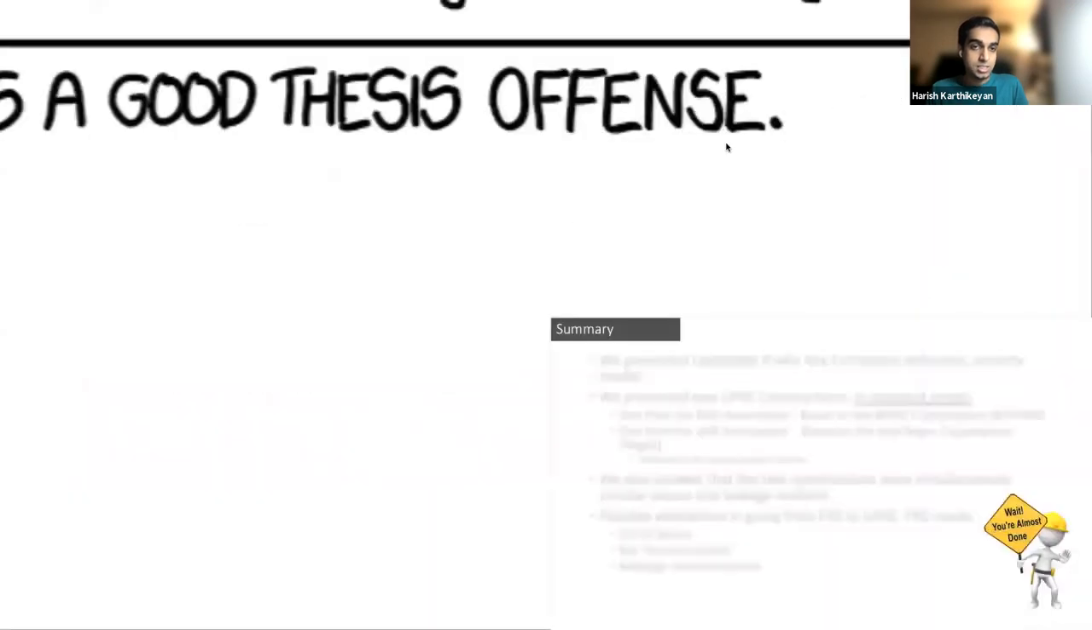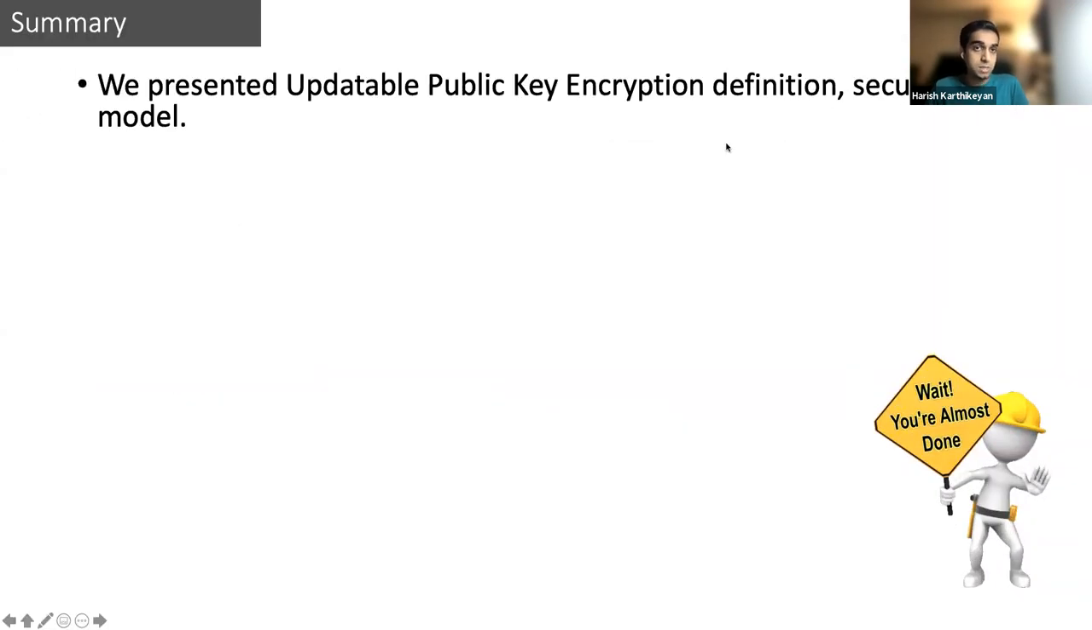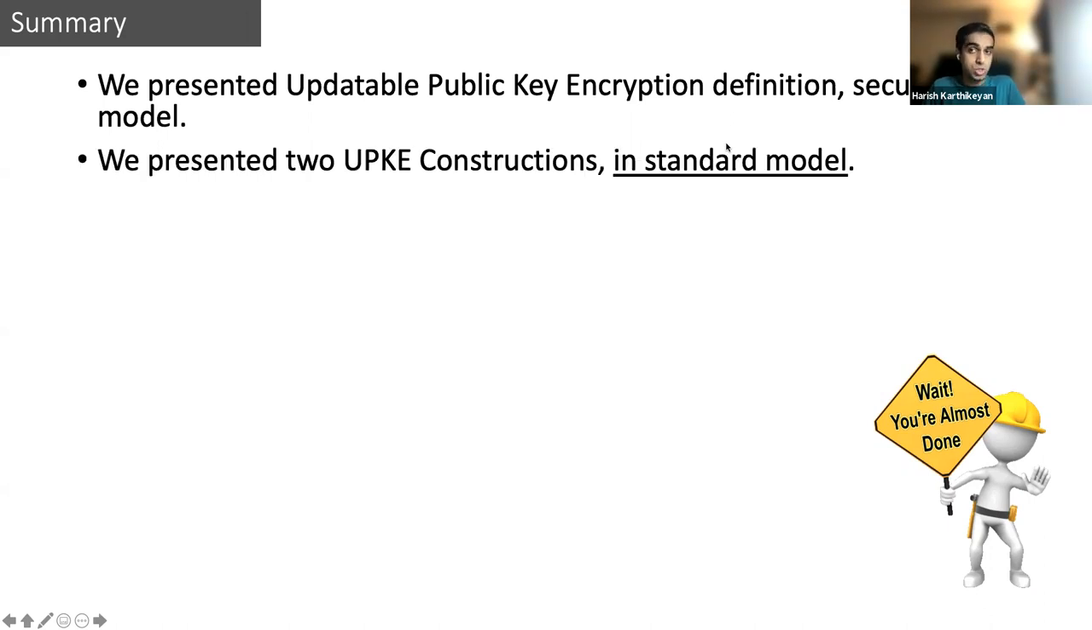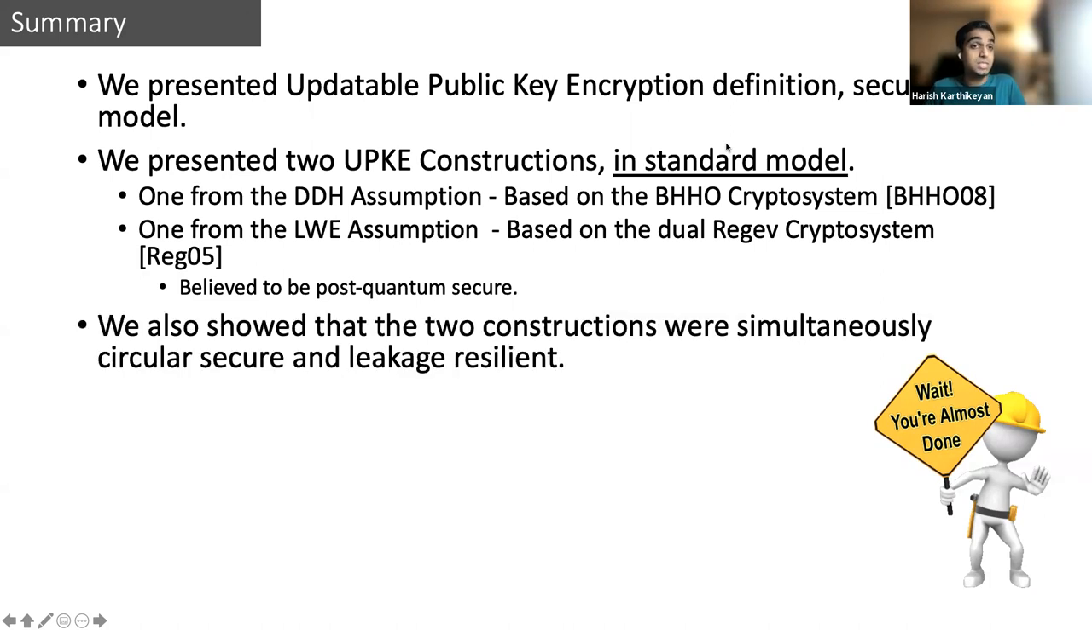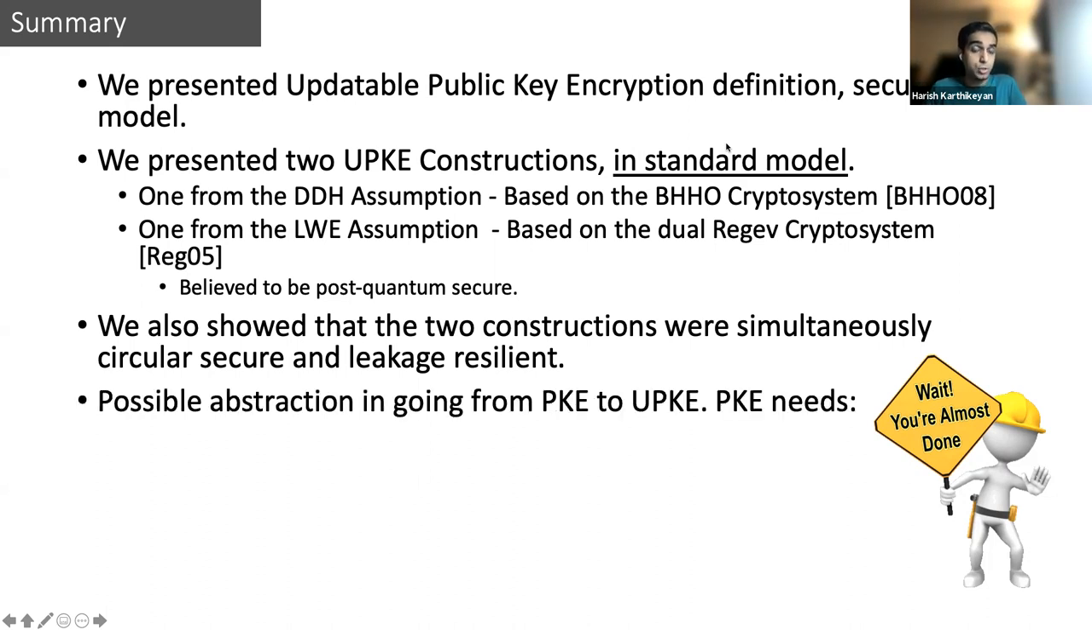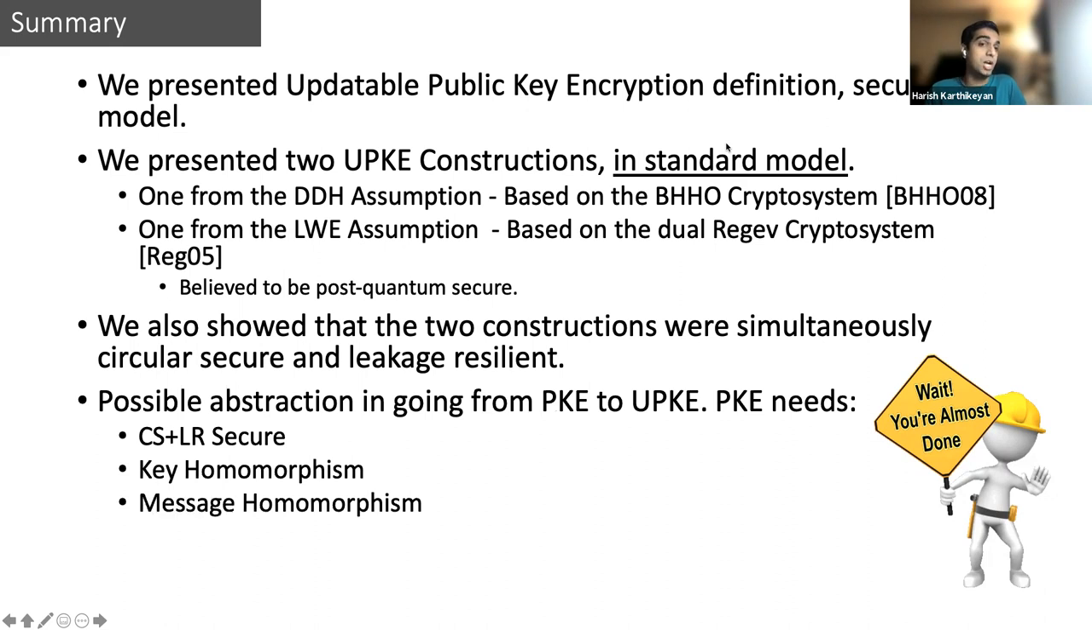So what have we done in this paper? We presented an updatable public key encryption definition and security model. In our paper, we presented two UPKE constructions in the standard model, one from the DDH assumption and one from the LWE assumption, which is believed to be post-quantum secure. We also show that the two constructions were simultaneously circular secure and leakage resilient. And we presented a possible abstraction for going from PKE to UPKE, where we said a PKE will need CS++LR security, some kind of key homomorphism, and some kind of message homomorphism. And that's the question: if we can come up with a more generic construction that goes from any PKE that has these properties to UPKE. And that's all I have time for.